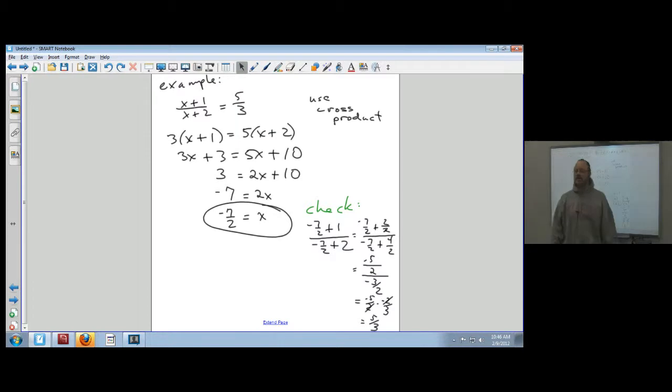So we can use this process to solve so many types of proportions.